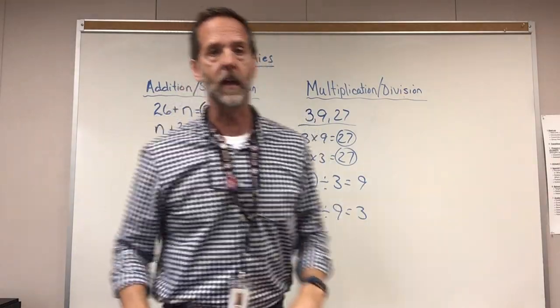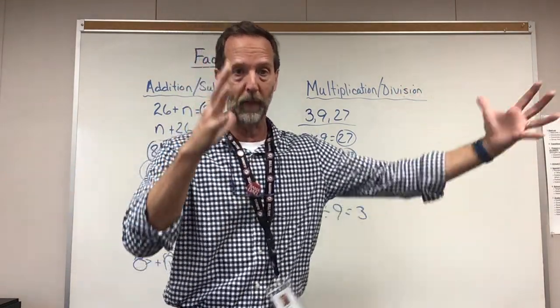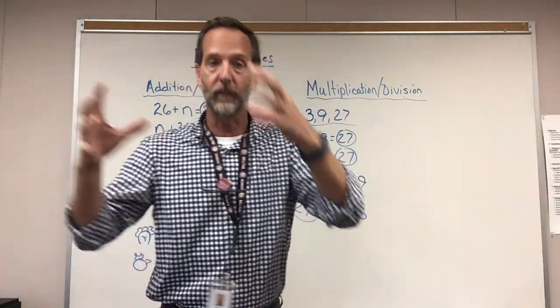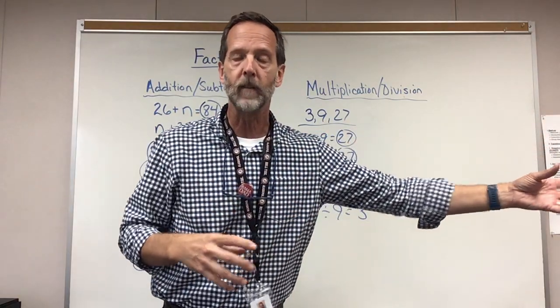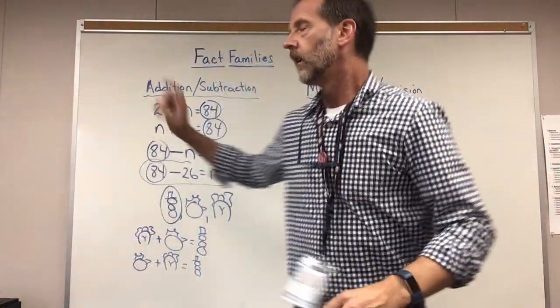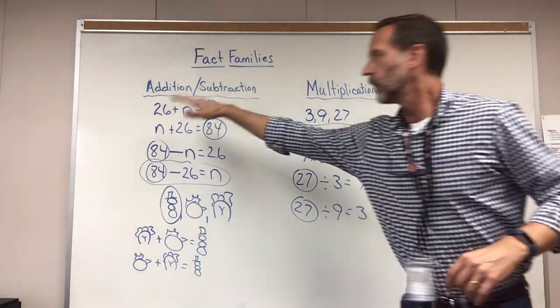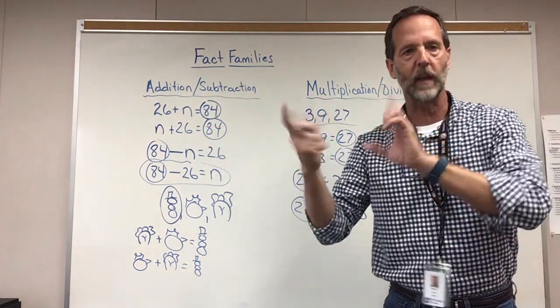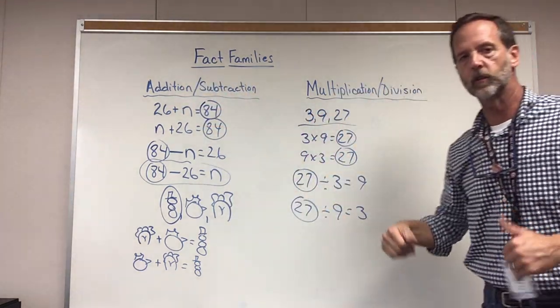Multiplication and division, same thing. Small times small equals big. Big divided by small equals small. It's good if you can find those big numbers. Fact families, guys, it's going to help you out. 2 addition, 2 subtraction. You can use the same numbers, switch them around. 2 multiplication, 2 division.